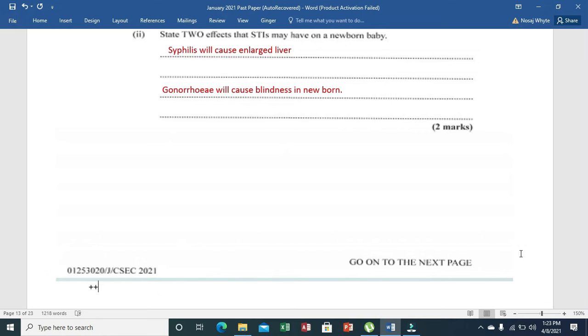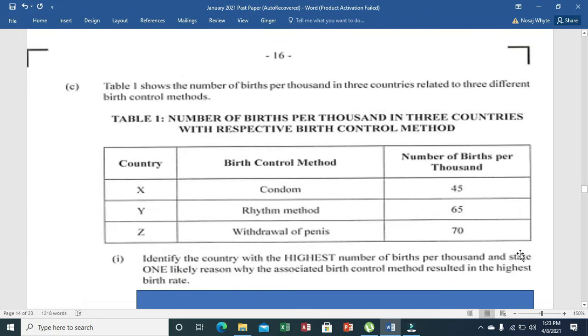Alright, so we move right along with the other question, and here we have part C to this question. Table 1 shows the number of births per 1,000 in 3 countries related to their different birth control methods. Now look at the table here and the construct. That is very, very important, and how the title is given to the table. So for country X, we have condom, which is of course 45 births per 1,000. Country Y, rhythm method, 65. Country Z, withdrawal of the penis, 70.